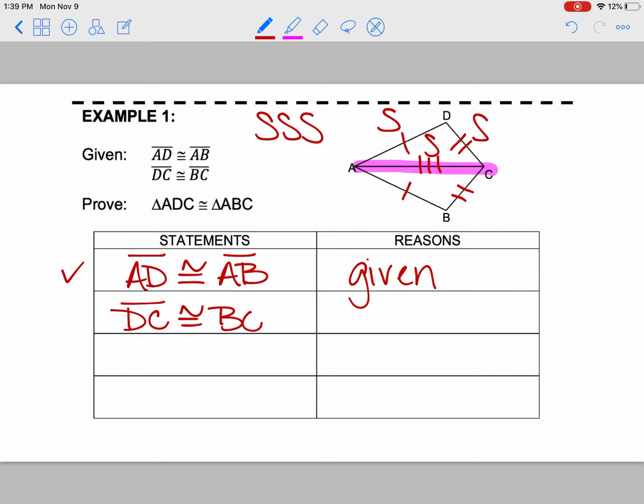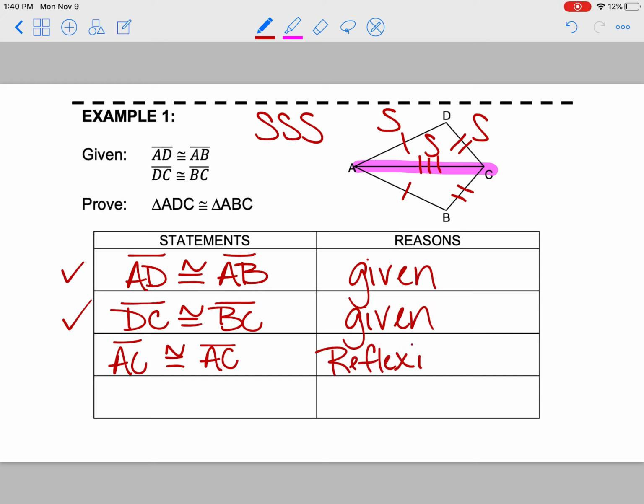So now we go to our next given. DC is congruent to BC because that was given. And we'll put a check mark there to show that that's a congruency statement. But remember, we found a 3rd thing in the picture. We saw that we had a reflexive side. We said that AC was congruent to segment AC because of the reflexive property. Put a check mark there. We have our 3 congruency statements. So once we get those 3, we can say the triangles are congruent.